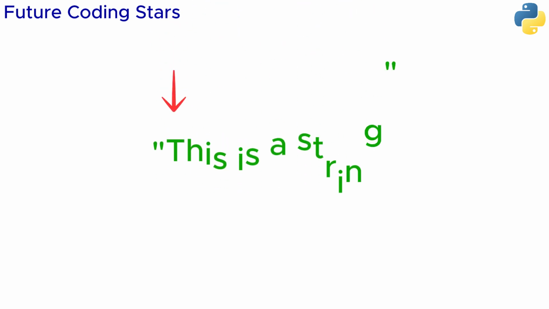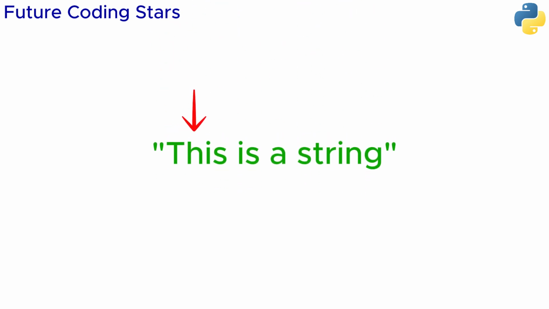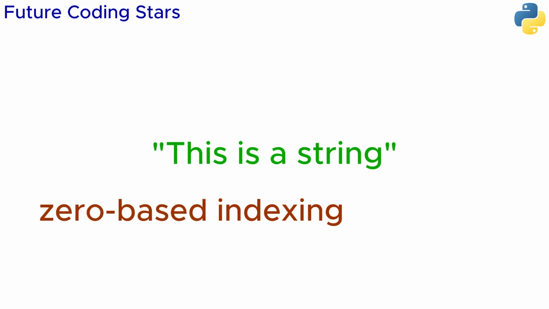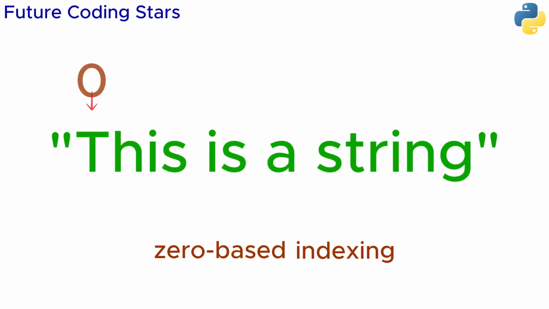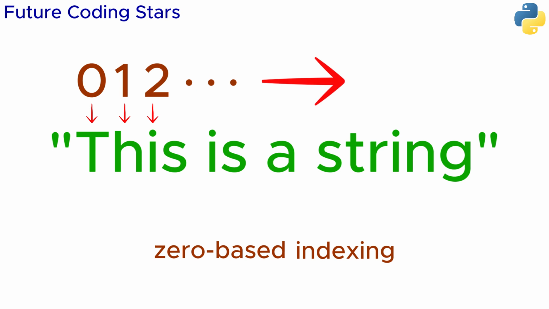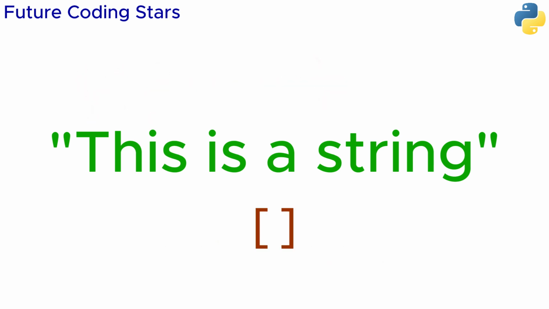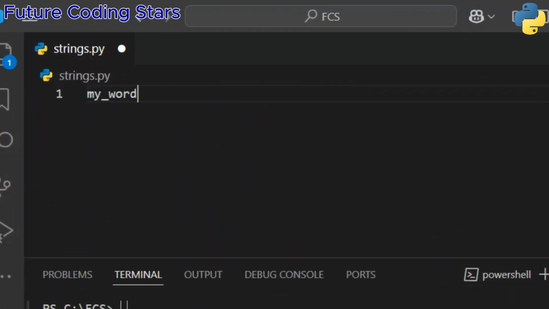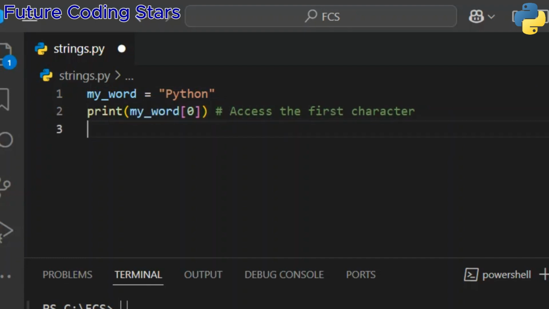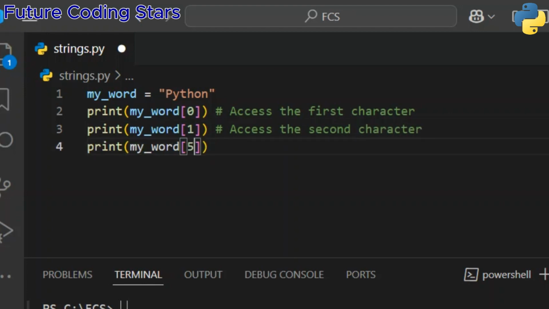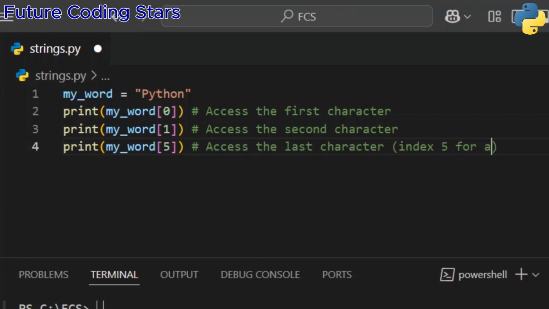Now, strings are sequences, meaning the characters are in a specific order. We can access individual characters using something called indexing. Python uses zero-based indexing, which means the first character is at index 0, the second at index 1, and so on. We use square brackets after the string or variable name to access an index. my_word equals Python. Print my_word[0], access the first character. Print my_word[1], access the second character. Print my_word[5], access the last character, index 5 for a 6-letter word.